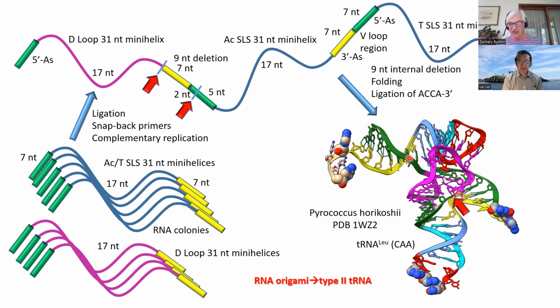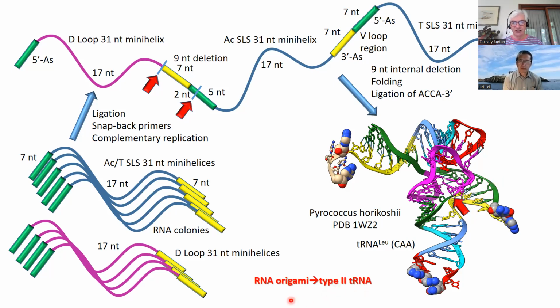So if you follow the chain around, you have a 5' acceptor stem, and then a D loop, and a fragment of a 5' acceptor stem that corresponds to these 5 nucleotides here. And for the variable loop, you have 7 nucleotides of yellow plus 7 nucleotides of green, a 3' acceptor stem ligated to a 5' acceptor stem without any processing, and that's what makes the chicken wing here.